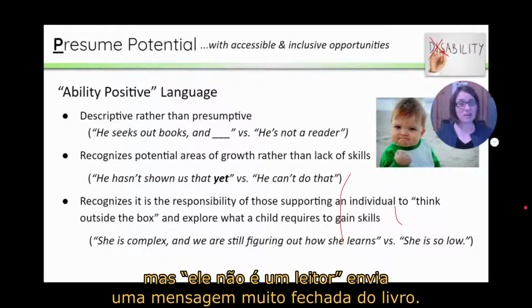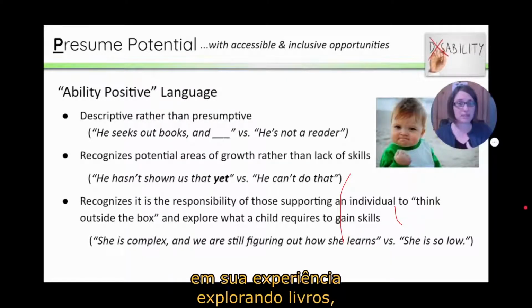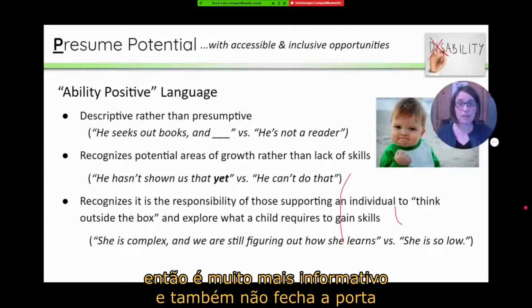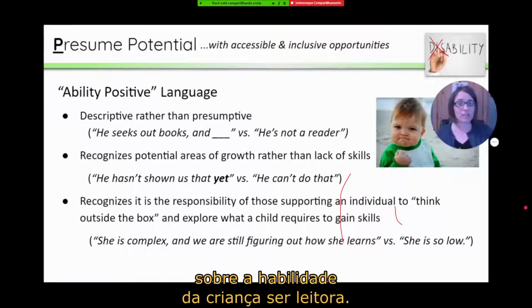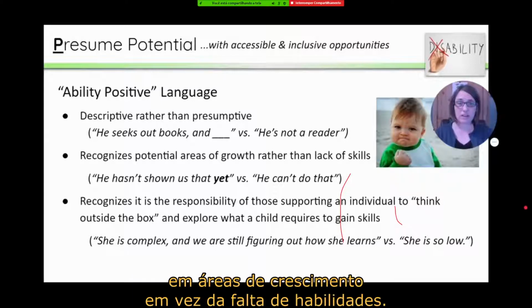But he's not a reader sends a very closed book message, whereas he seeks out books and it shows where a child might be in their experience of exploring books. So it's much more informative, and it also doesn't shut the door on that child's ability to be a reader. Ability positive language also recognizes potential areas of growth rather than lack of skills.